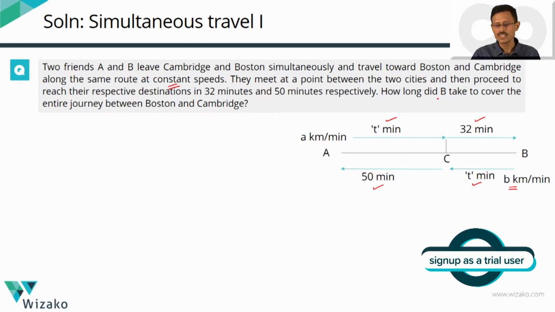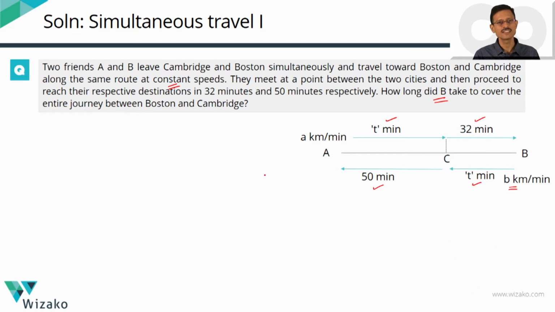What do we have to find out? We need to find out how long B took to travel this entire journey. We know B took 50 minutes for one part of the journey, and we have assigned that B is taking t minutes for another part. So if we find the value of t, we have the answer to the question. We're going to be doing it this way.